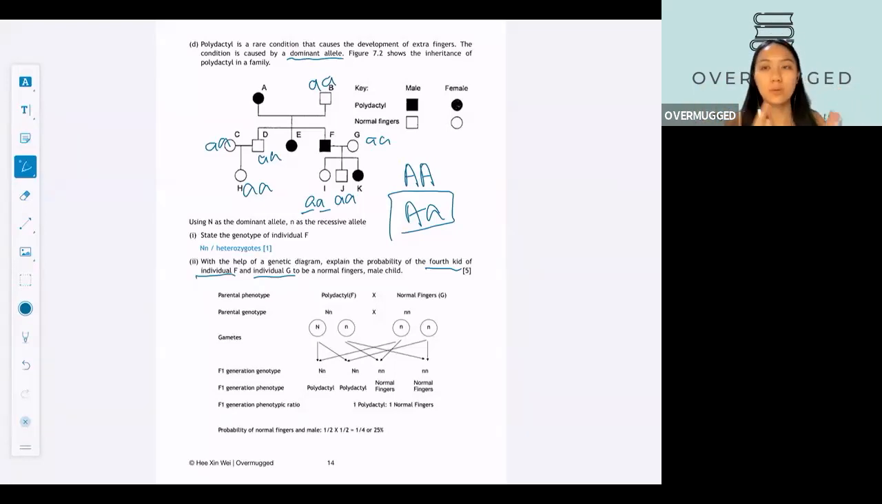Even though it's combined bio, a lot of learning outcomes are overlapping, right? So if you ever feel like it, also go try. The answer is also posted. So this is quite normal. I think the only thing I want to highlight is that because the question asks for a normal finger male child, the probability of birthing a normal finger child is half, 50%. But because it's asking for a male child, you have to times another half, because the probability of getting a male child is also half. So it is 25% or 1 over 4.